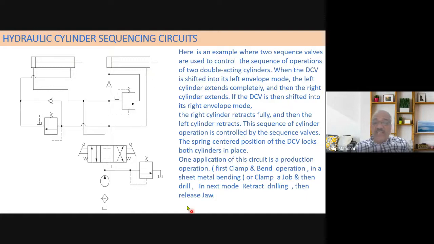So this sequencing is done via the sequence valve. How? Let me recheck how it is done. Just give me two minutes.